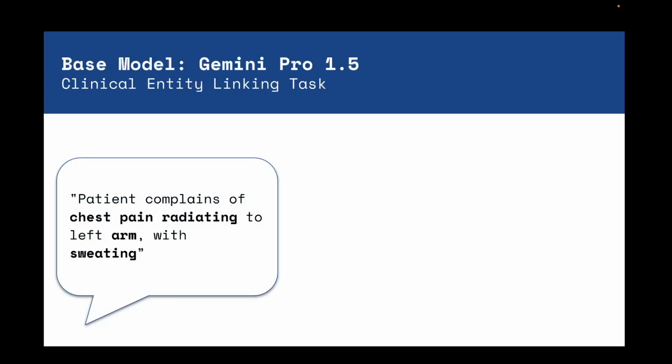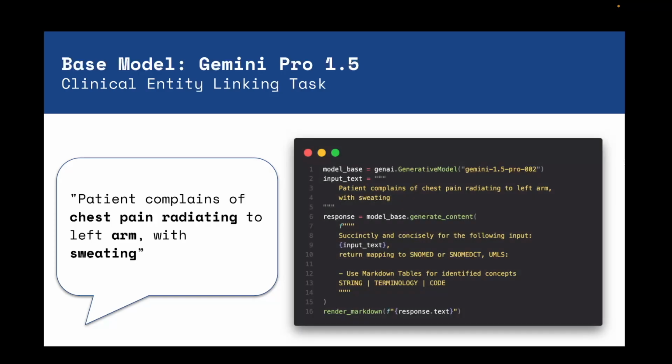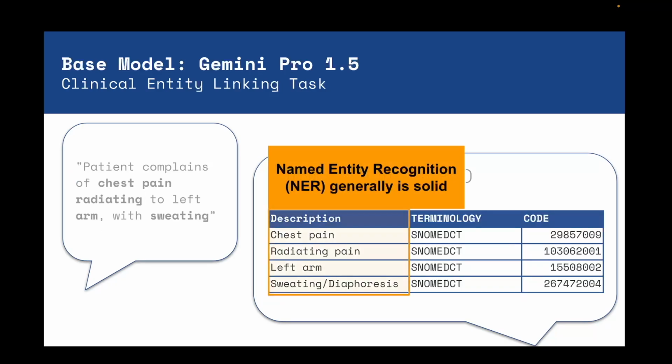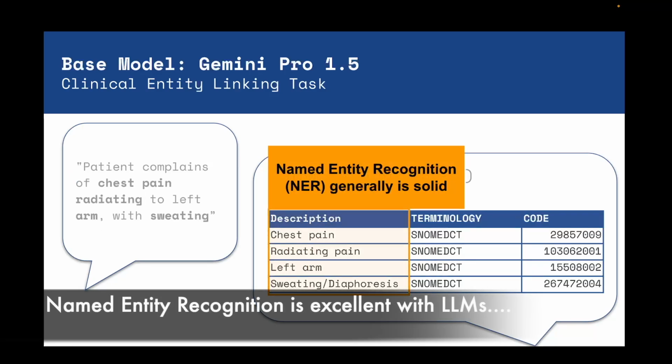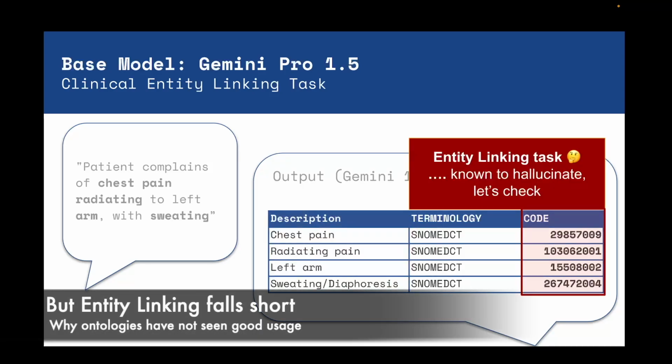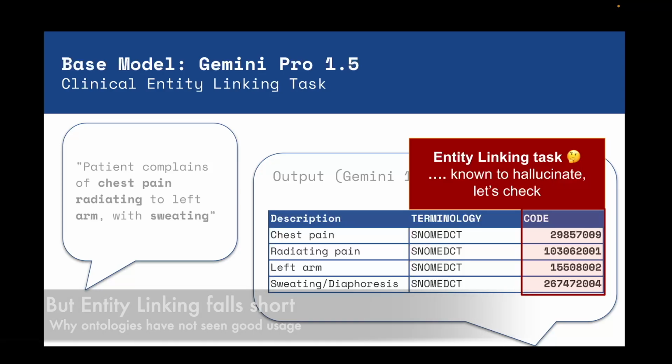Say we're given this very simple prompt of mapping SNOMED codes or UMLS codes. This is what it returns, and at first glance, it looks like it did a lot of the task right. But the problem is that the codes it generates are hallucinated, or fabricated, codes.